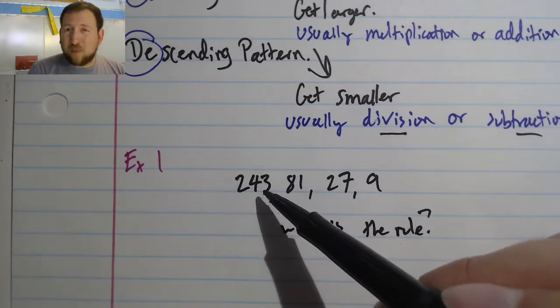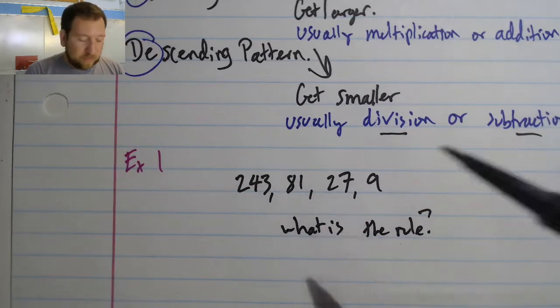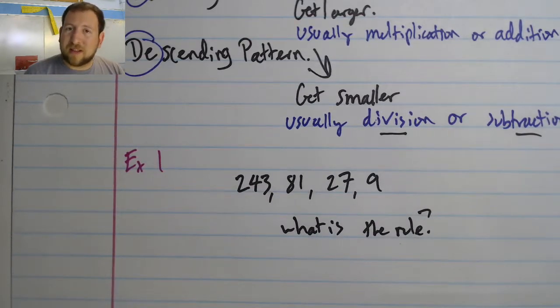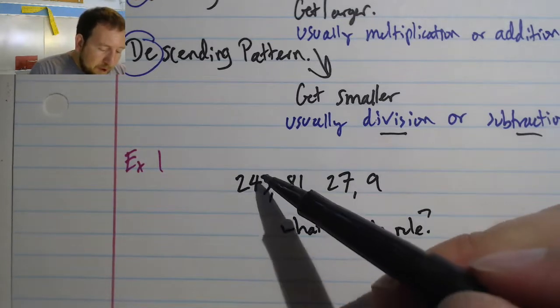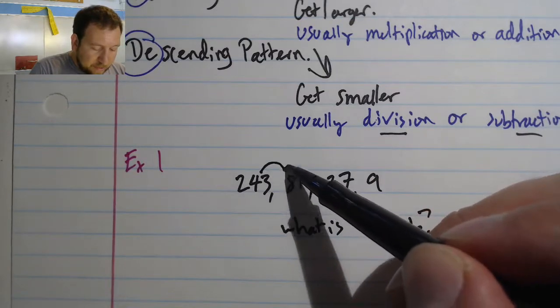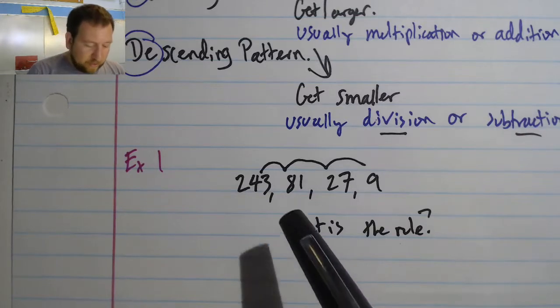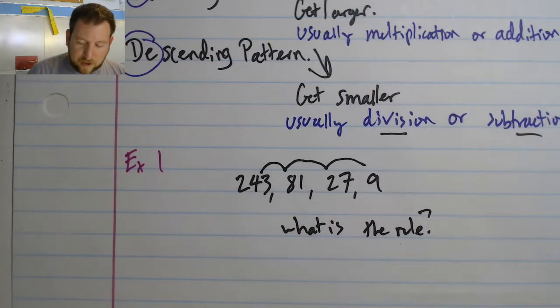So I'm probably not going to be using subtraction because there's not something that I can subtract from both that will get me the same result that I'm looking for. So that's a clue that I'm probably going to be using division. That means I'm probably going to be dividing something over and over to get to each number. Let's see what I can divide 243 by to get to 81.